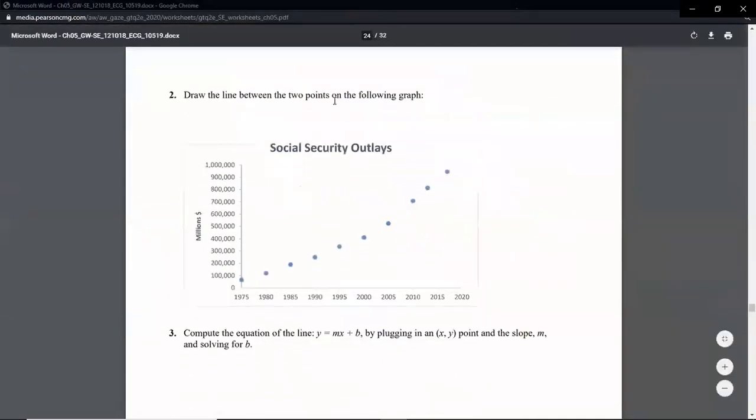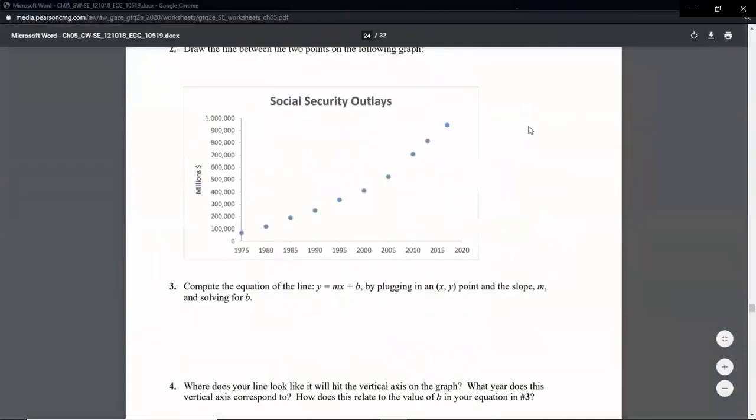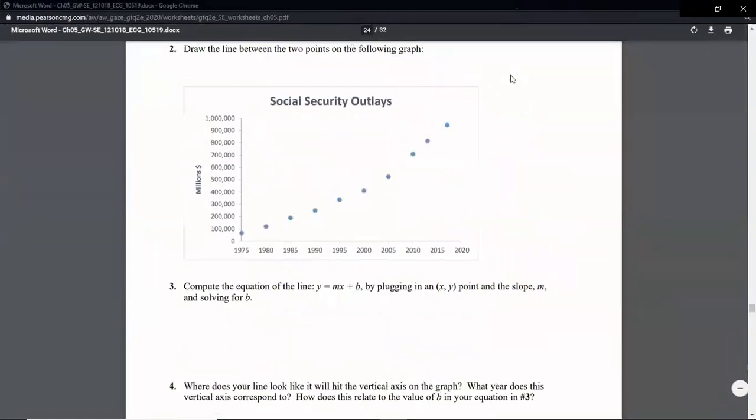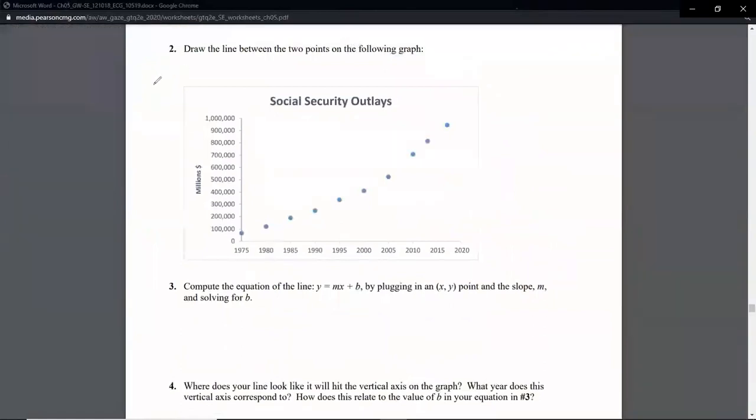All right, next they say, draw a line between the 2 points on the following graph. Now you might be thinking, 2 points? 2 points? I see lots of points. I see way more than 2 points here. They're talking about the 2 points that we used from the slope above. They're talking about the first and last.